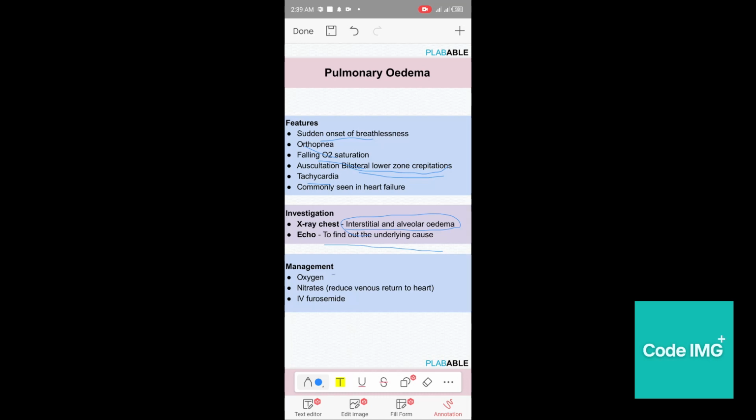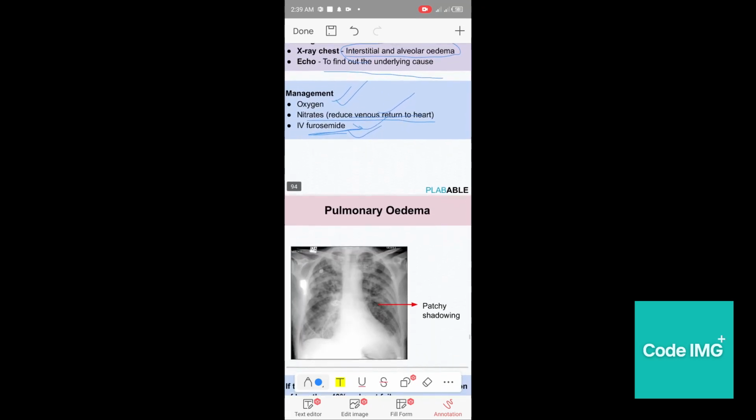So what you give: the oxygen, okay, you give furosemide. Choose furosemide over here because this is a strong diuretic as compared to thiazide. Don't choose a thiazide in pulmonary edema, and you give the nitrates because they decrease the venous return to the heart. So oxygen, furosemide, and the nitrates in a patient with pulmonary edema.